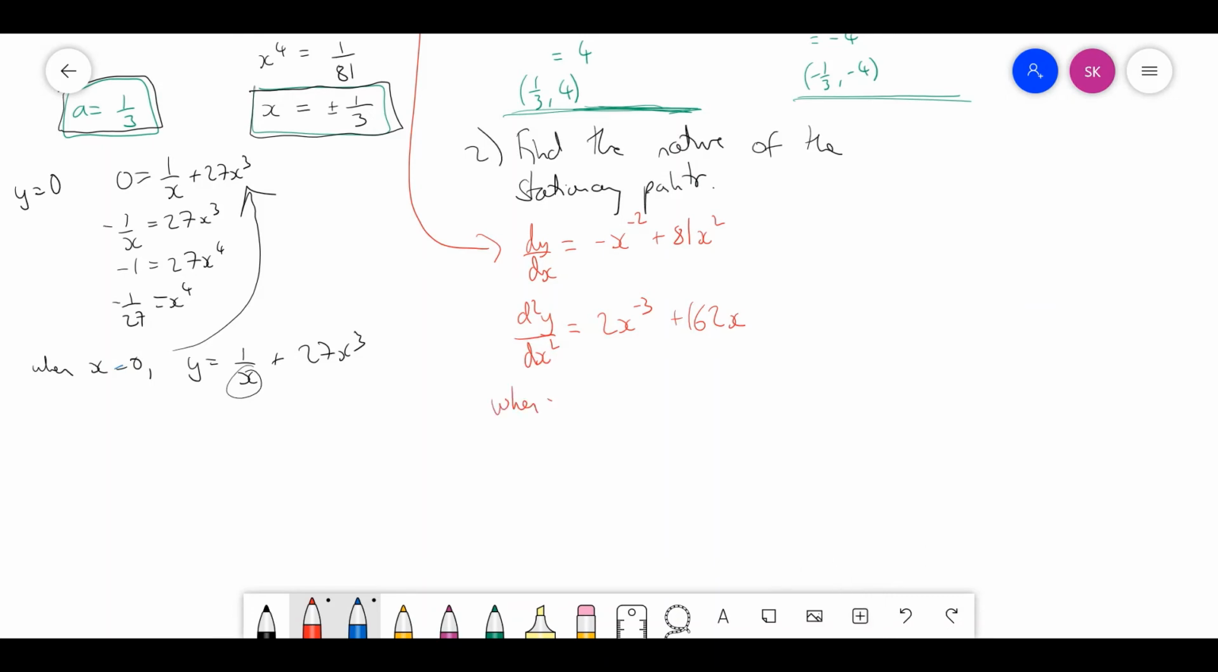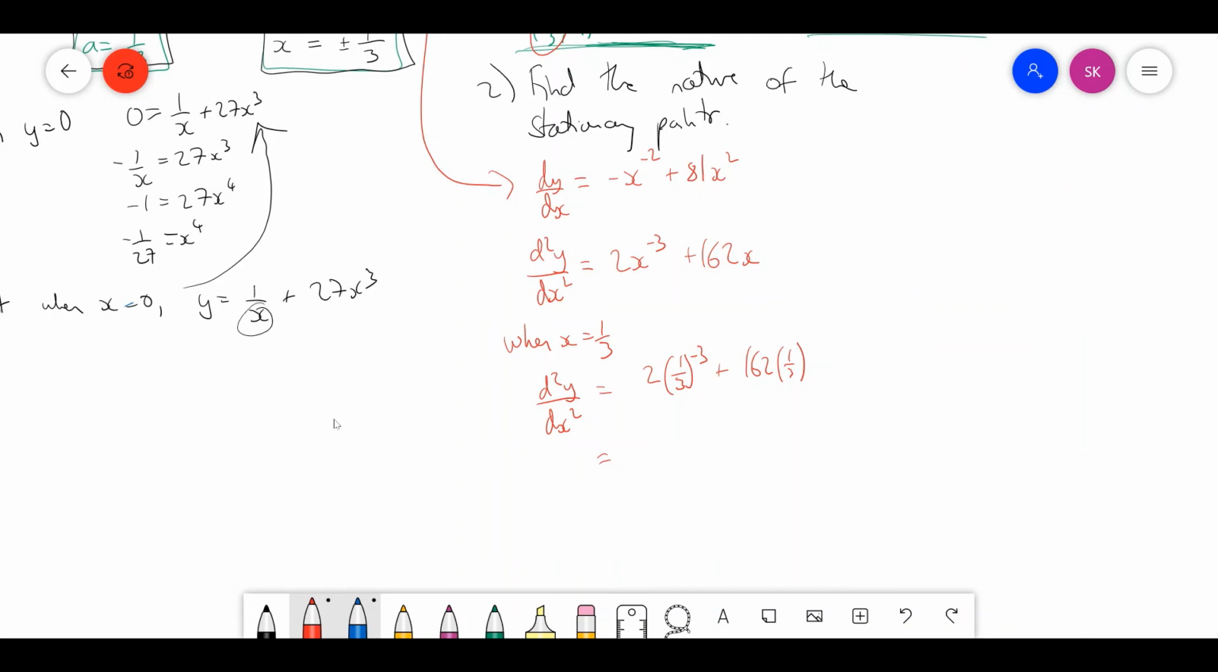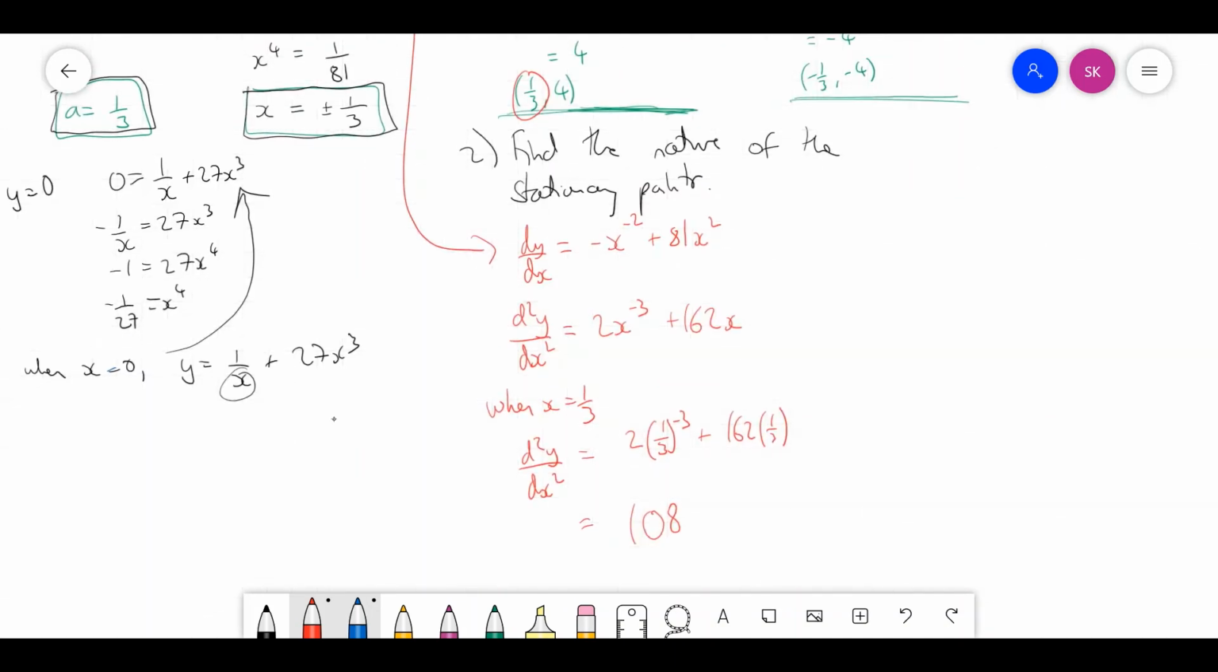When x equals a third, because remember I'm finding this stationary point first, d2y by dx squared equals 2 a third to the negative 3 plus 162 times a third. You end up with positive 108. Now it doesn't matter what that number is, this 108. What matters is that it is a positive 108.